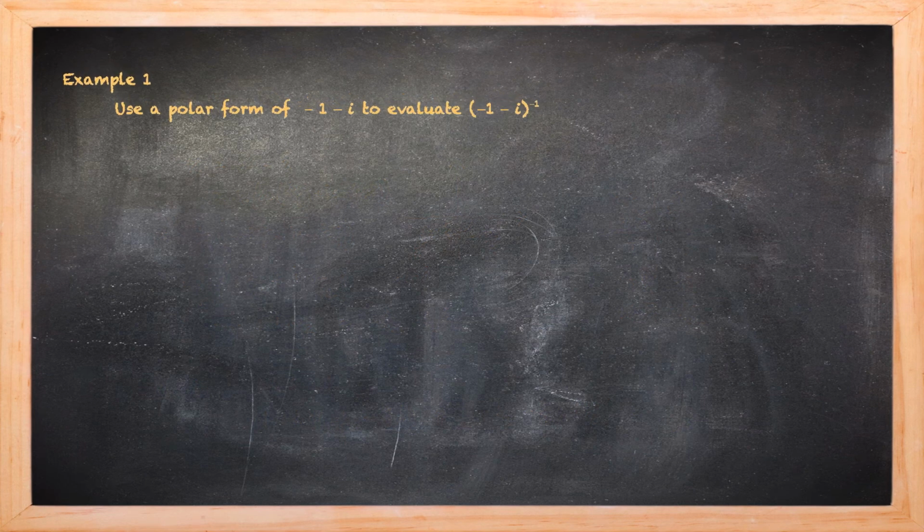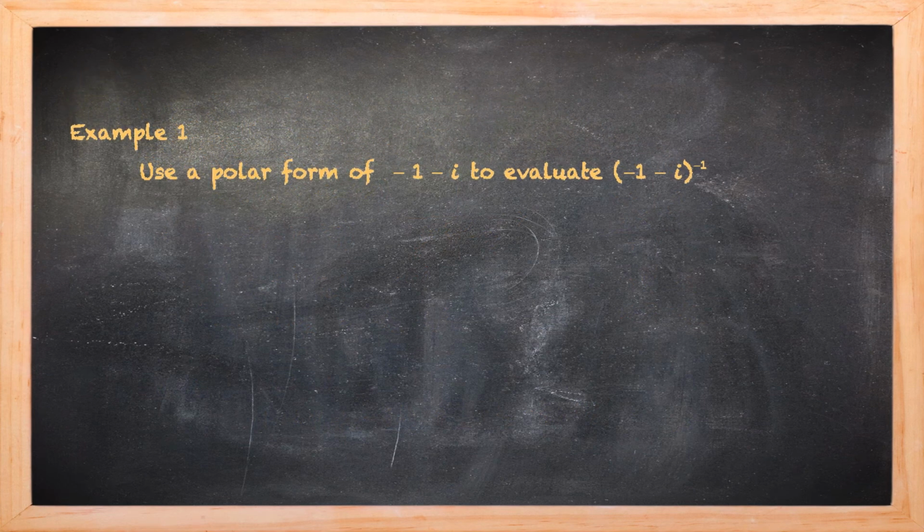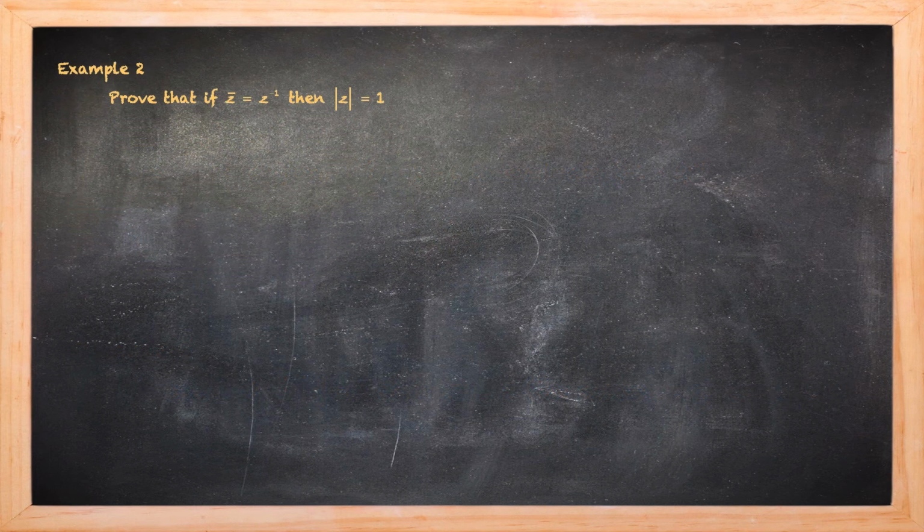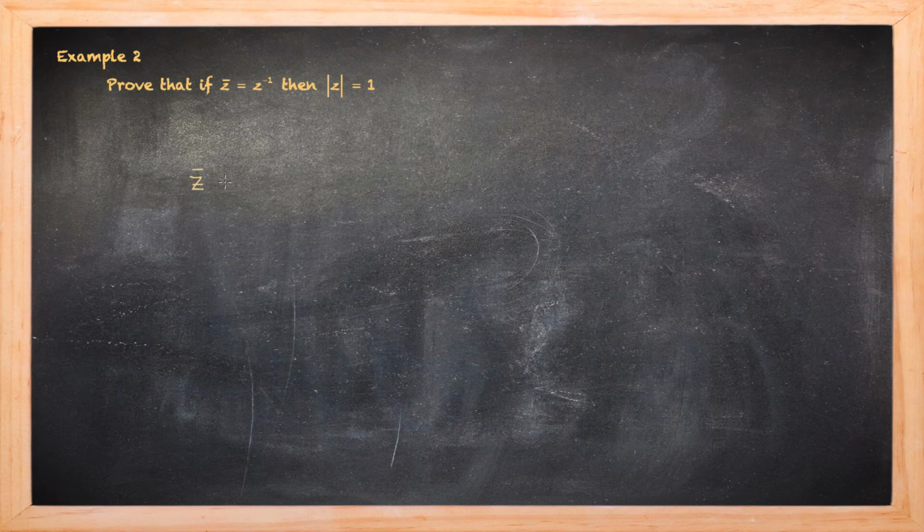So now let's go back to our examples and have a look at example 2. In this example, we're given a fact. The conjugate of a complex number z is equal to the reciprocal of z. Now remember, if z is x plus iy, its conjugate has real part x, the same, and the imaginary part y is now the negative of that.